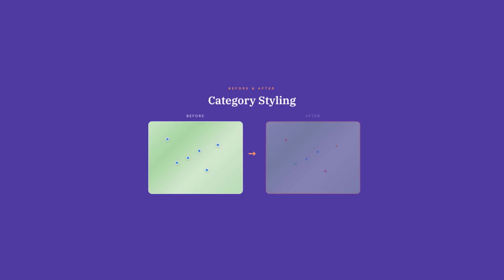With column-based styling, your map transforms from a sea of identical markers into a color-coded visualization. Each category gets its own distinct look, making it easy to see patterns and clusters in your data at a glance.